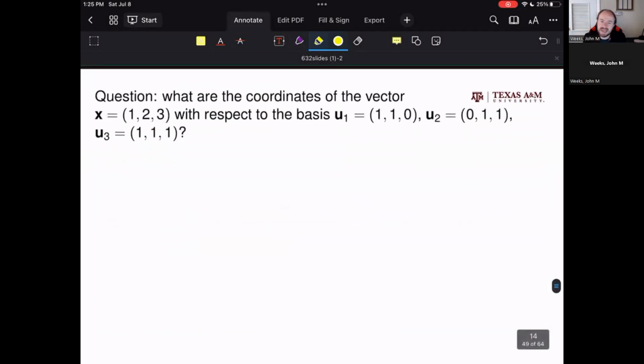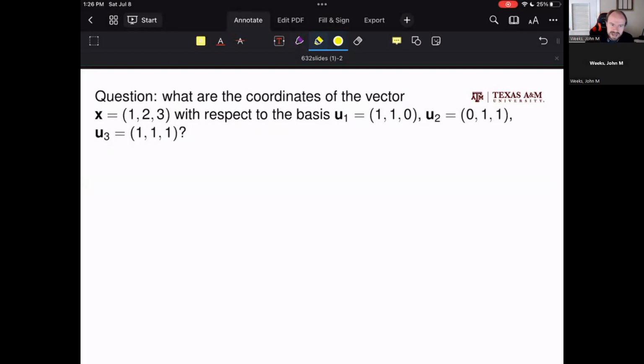Let's see if we can apply that in this question. What are the coordinates of the vector 1, 2, 3 with respect to the basis U1, U2, U3? Here U1 is 1, 1, 0, U2 is 0, 1, 1, and U3 is 1, 1, 1. What do you think? Are we translating the vector from the old coordinate system to the new coordinate system, that is, from the standard basis elements to the basis elements we've defined? Or is it flipped? Is x already written in the new basis elements, and we need to get it back into the standard basis elements?